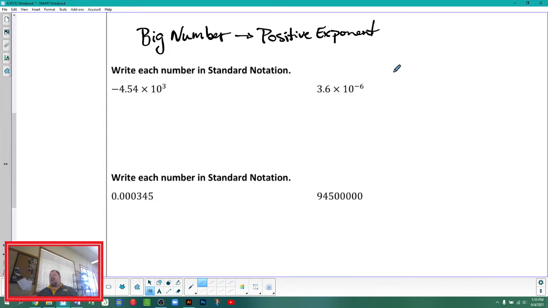Is it a number in the thousands, positive or negative? Or is it a number in the thousandths, a really small decimal? And so if it's a big number, it has a positive exponent, and that goes both ways. If it has a positive exponent, then it's a big number. And the opposite is also true. If it's a small number, a number very close to zero, either positive or negative, then it has a small exponent. Sorry, say a negative exponent.